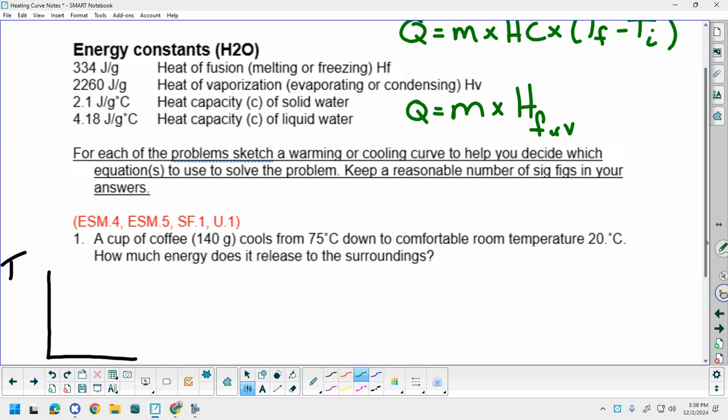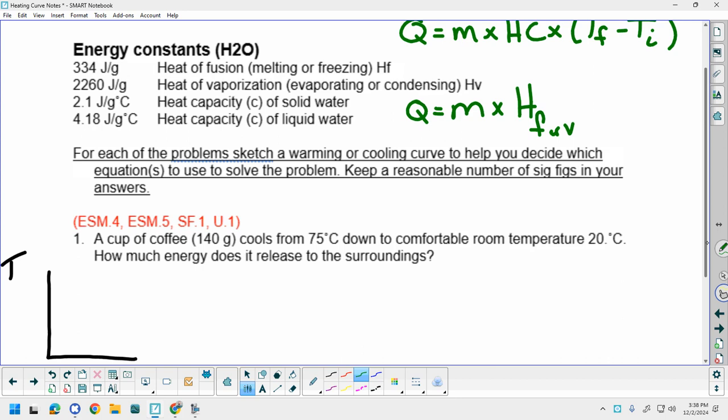334 joules per gram. That's the heat of fusion. To vaporize water, or to condense water, we either have to add or remove 2,260 joules per gram. Again, it takes a lot more energy to completely overcome all the attractions between particles. The heat capacity. So again, this is for just warming or cooling a solid or a liquid.